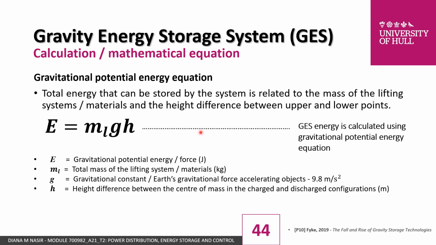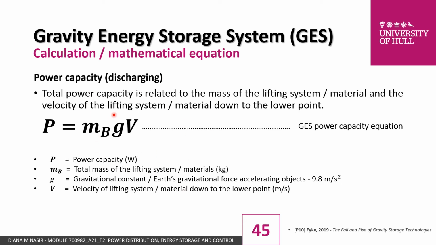To understand how much energy can be stored, we can refer to the equation which calculates the gravitational potential energy, which depends on the mass of the lifting materials and the height difference between the upper points and the lower points. So here you can see E is equal to m_l times g times h. E is the gravitational potential energy in joules, m_l is the total mass of the lifting materials in kg, g is the gravitational constant, which is 9.8 meters per second squared, and h is the height difference between the center of mass in the charge and discharge configuration.